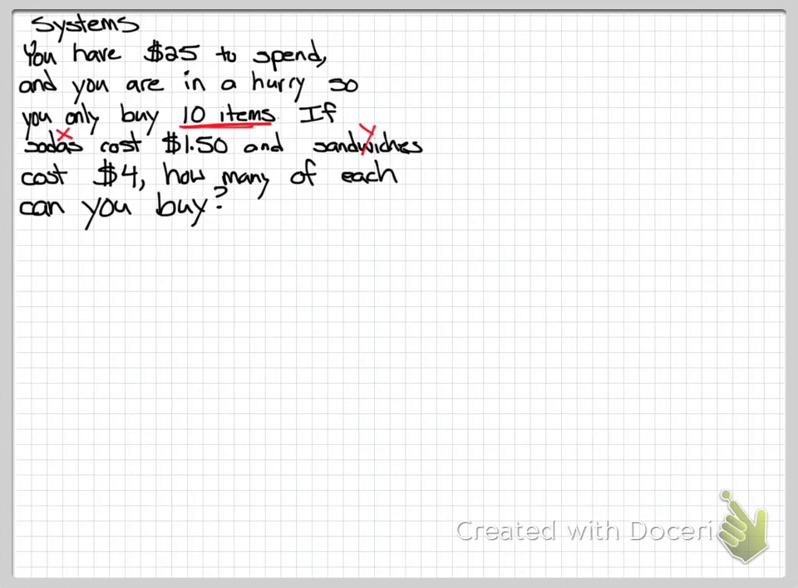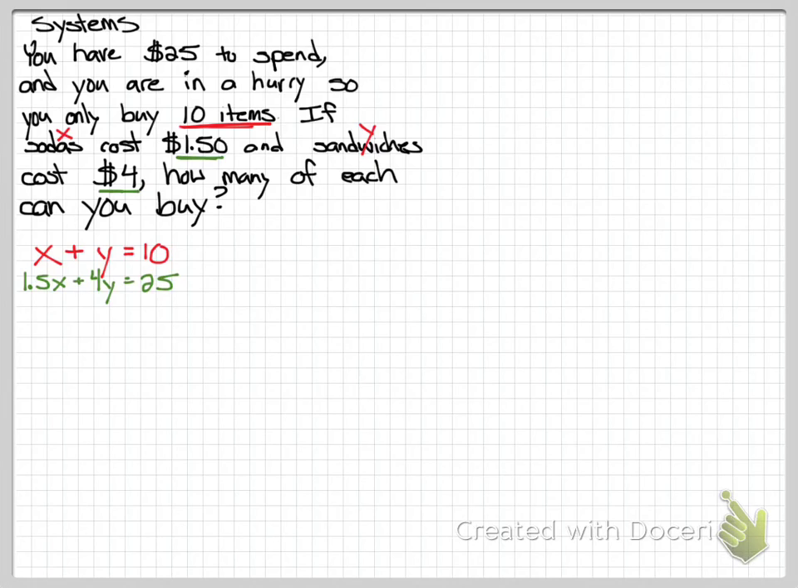So if you're buying 10 items, the number of sodas, X, plus the number of sandwiches, Y, has to equal 10. Then, if sodas are $1.50 and sandwiches are $4, 1.5 X plus 4 Y for each sandwich has to equal that $25 that you're spending. We're assuming you're spending it all. So this is my system of equations.